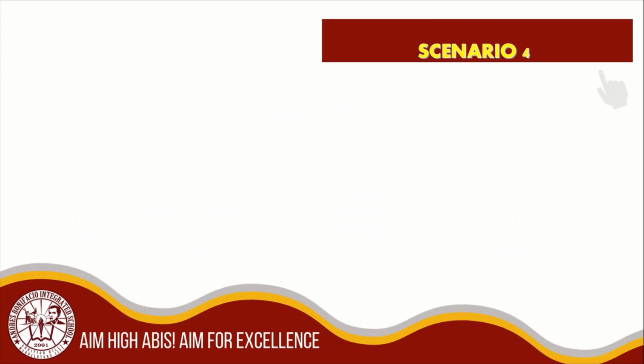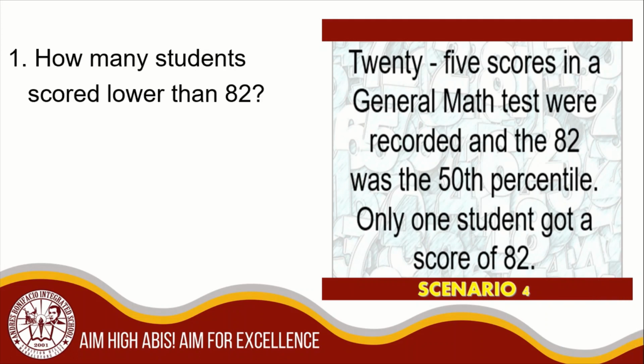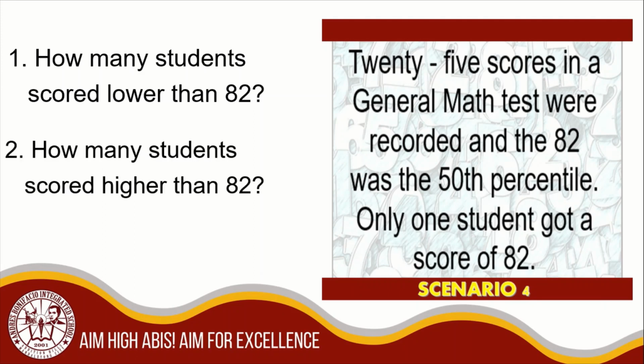Let's have the following scenario. 25 scores in a general math test were recorded, and the score of 82 was the 50th percentile. Only one student got a score of 82. Let us answer the following questions. How many students scored lower than 82? And how many students scored higher than 82?